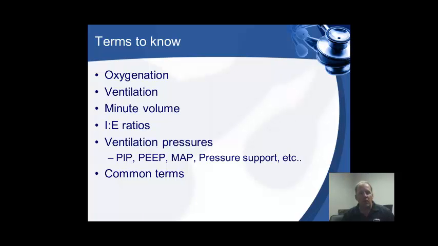Some stuff you need to know: oxygenation and ventilation. Those two are different. Minute volume, we're going to talk about this a little bit and what requirements we have for our patients. I:E ratios, which can be really important when we talk about our different strategies. We're going to talk about ventilation pressures, PIP, PEEP, MAP, all these new terms.